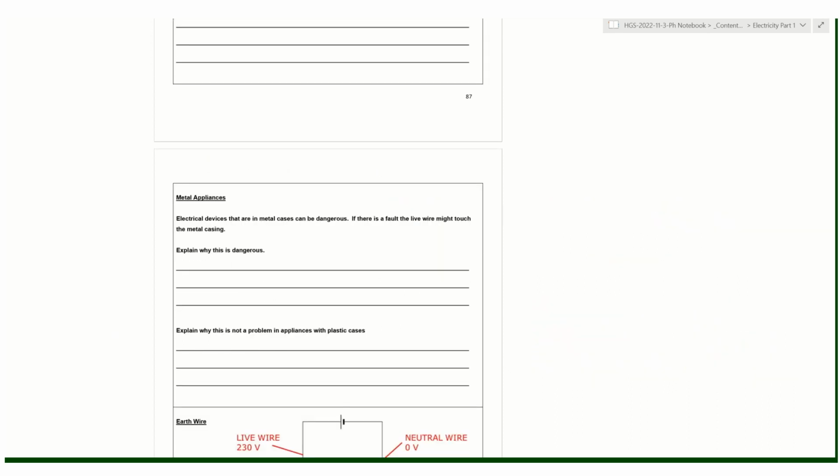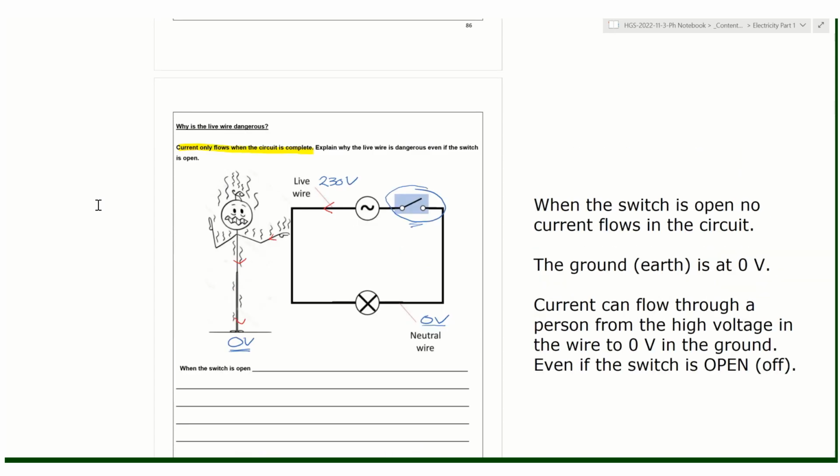Now, some appliances, some electrical machines are more dangerous than others, and metal appliances are particularly dangerous. If there's a fault, a live wire might touch the metal casing. So remember, we saw before that we had to be careful not to touch the live wire because then current can flow through us and into the ground.